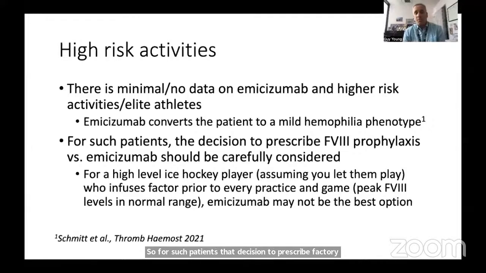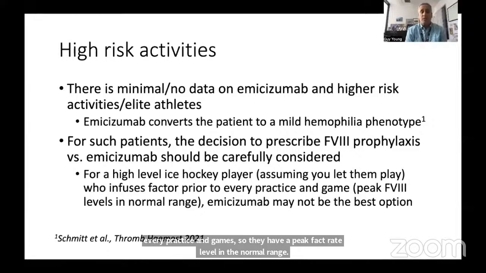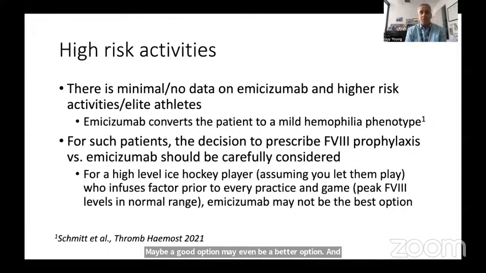I put here an ice hockey player. It's something we, believe it or not, have a lot of in Southern California, but for you, it could be soccer, it could be basketball. It doesn't matter really what the sport is, but if you let your patients play these sports, and I definitely encourage our patients to play sports, it might be that for some of them, infusing factor before every practice and game, so they have a peak factor VIII level in the normal range, may be a good option, may even be a better option. And emicizumab for these particularly high-level elite athletes may not be the best option.